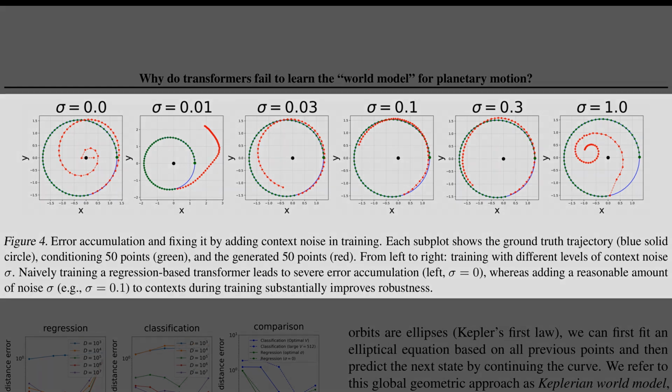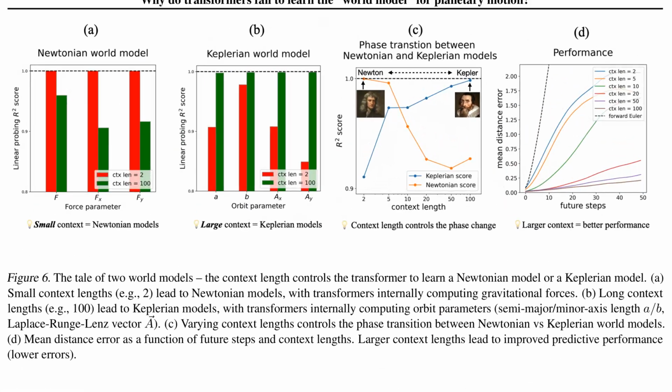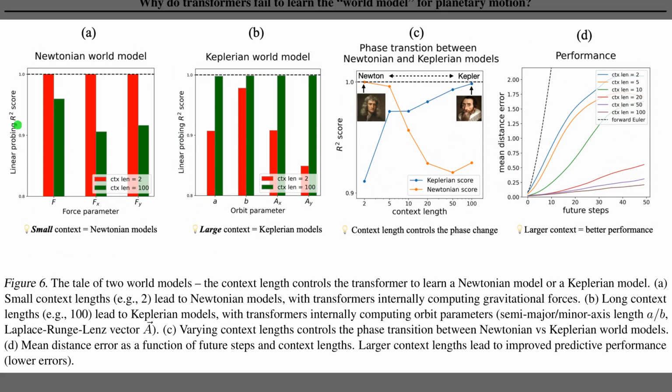This brings us to Figure 6, which reveals the final inductive bias, temporal locality. In Panel A, the red bars show that restricting context to just 2 steps forces the model to learn Newtonian forces perfectly. In contrast, Panel B shows that a long context of 100 steps, the green bars, leads the model to learn global Keplerian orbital parameters instead.